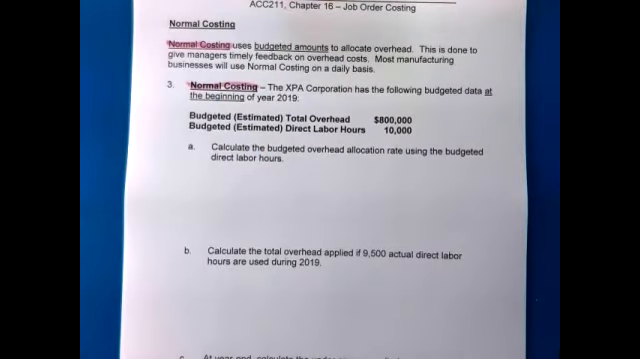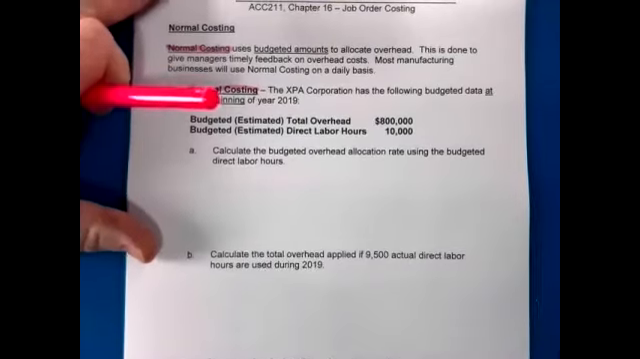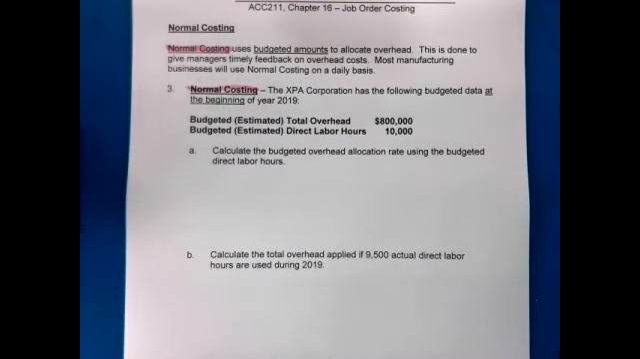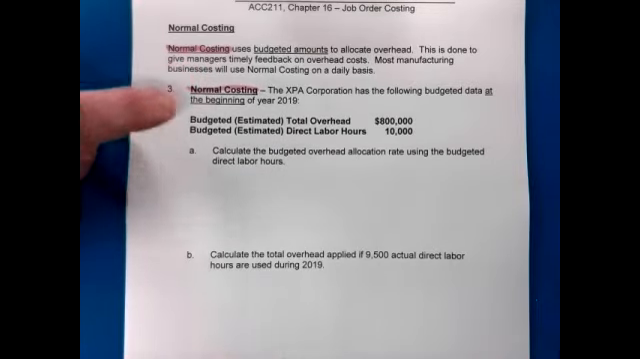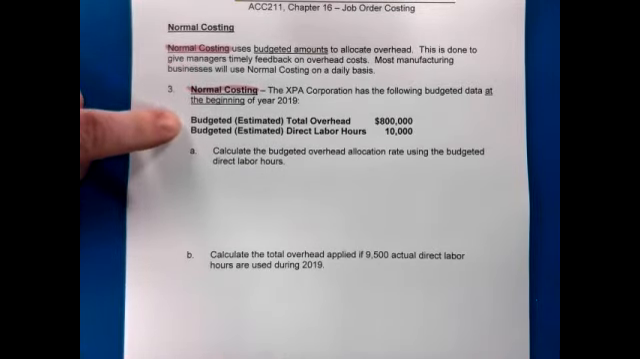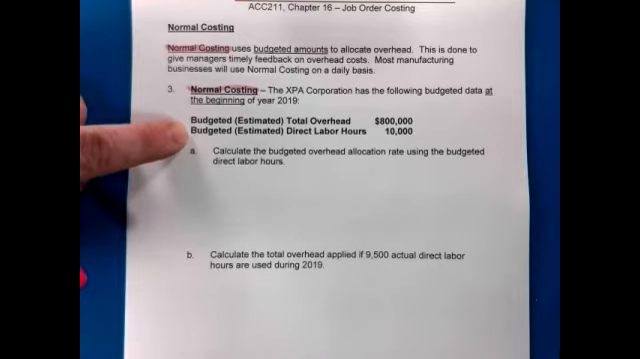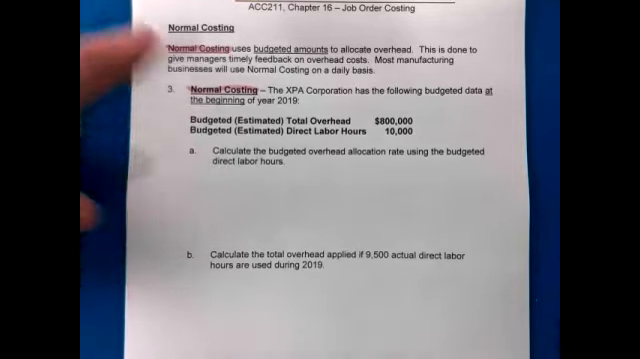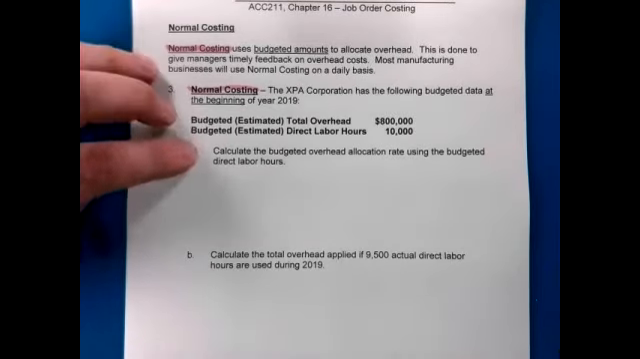So normal costing is generally what we're going to call that. Occasionally you see it called traditional costing, but normal costing is the normal one. And that's where we use estimates. And there'll be estimates for the total amount of overhead you think you're going to have, and there'll be an estimate for whatever is driving the overhead. It's usually direct labor hours. It could be other things too.